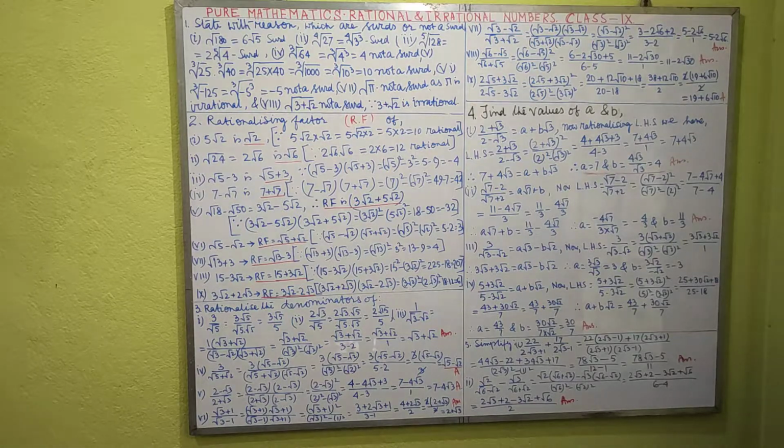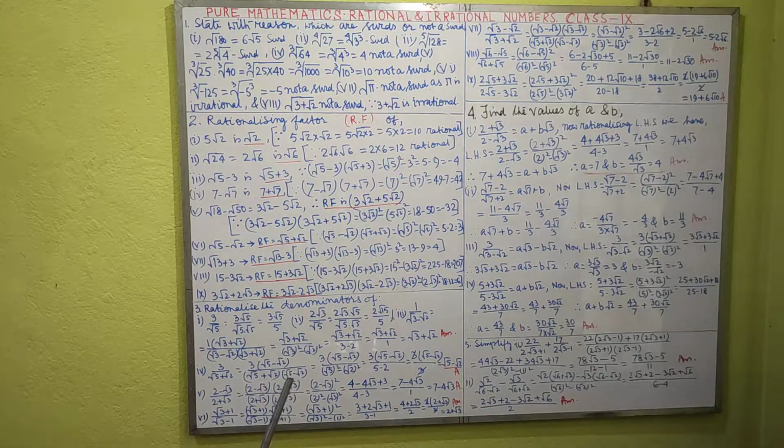Question number 4, you have to find out the values of a and b. Here you also have to apply the same thing, that is rationalizing. Here it is given, the first question, 2 plus root 3 by 2 minus root 3 equals a plus b root 3. By rationalizing this, 2 plus root 3 and 2 minus root 3, we are getting 7 plus 4 root 3. So a equals 7 and b equals 4. This is the answer. And second question, 7 root 2 minus 2 by 7 root 7 minus 2 by root 7 plus 2 equals a root 7 plus b.